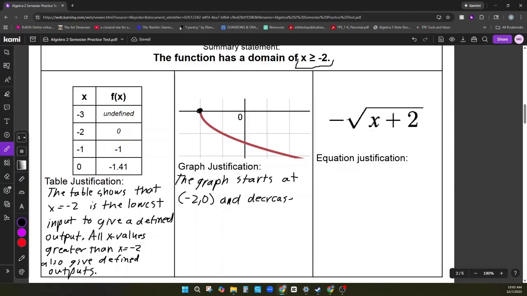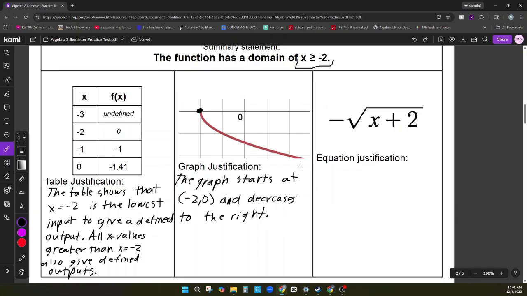decreases to the right. So I don't even really need to put the decreases part. If you want to say it goes to the right, that's totally valid. The point is that my x values start at -2 and my graph goes to the right, meaning that all my x values to the right of -2 in the positive direction also work for my graph. The implication being that my x values before -2 do not work.